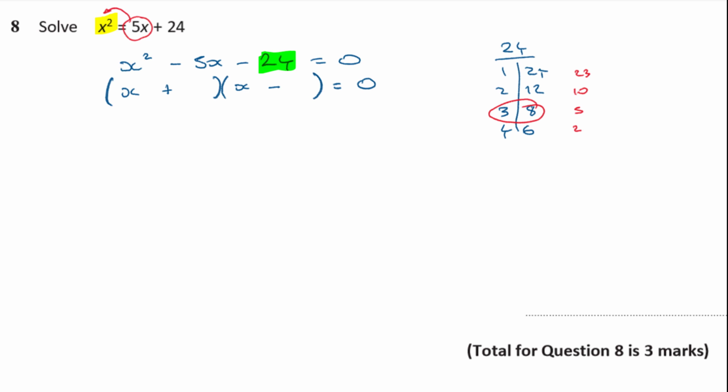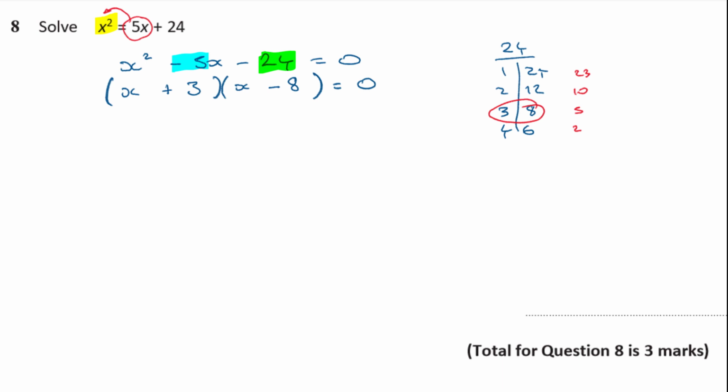Now the middle term is negative, it's negative 5. That means that the larger number needs to be the negative one and the smaller one is the positive one. So the 3 goes in that bracket and the 8 goes in that one. So when I get 3 take away 8, it's going to give me that negative 5 there.